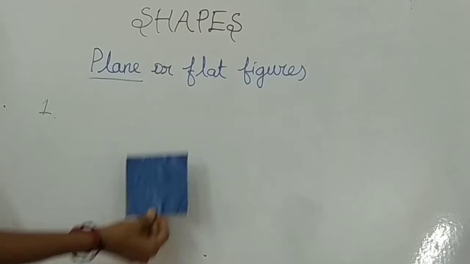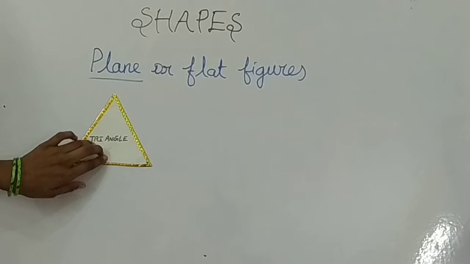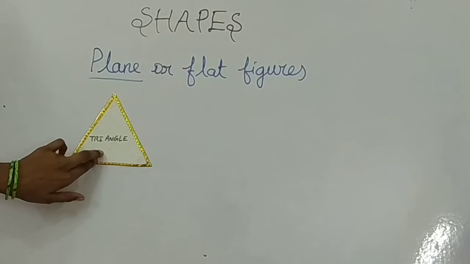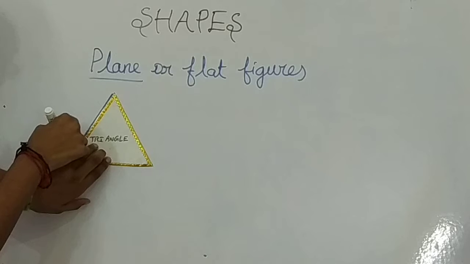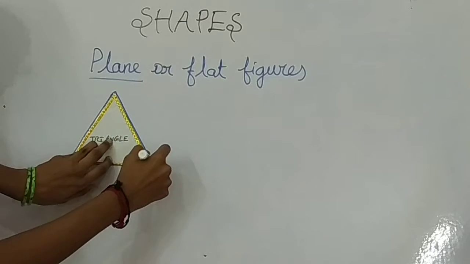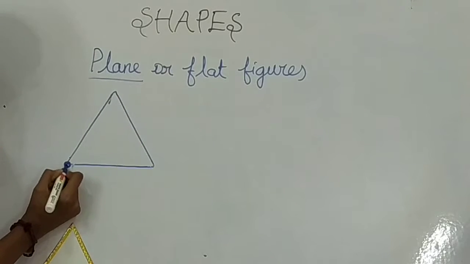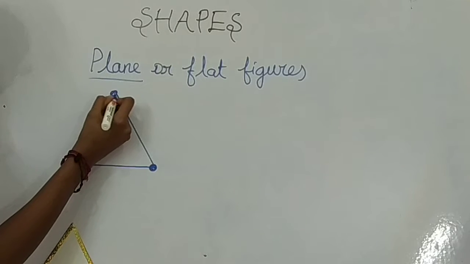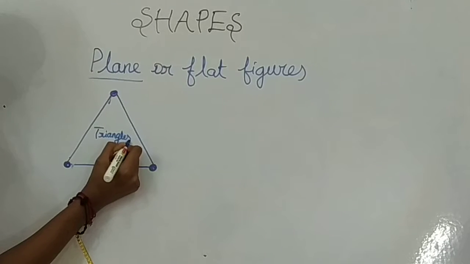While drawing the triangle, you can use the scale and draw it. This is a triangle. It has three sides and three corners. The triangle has three sides and three corners.